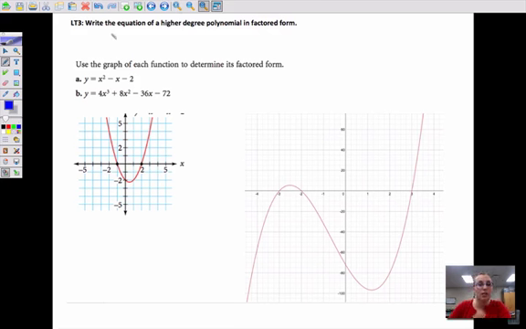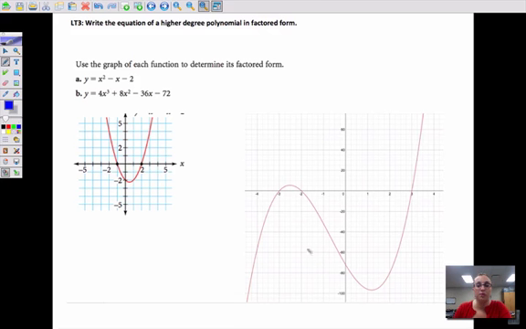In this video, we're going to learn about writing the equation of a higher degree polynomial in factored form. In the video, we're going to talk specifically just about how to use the graph, and that can be applied to a couple different scenarios, which we'll explore in class.